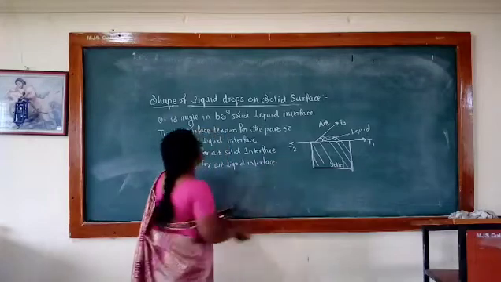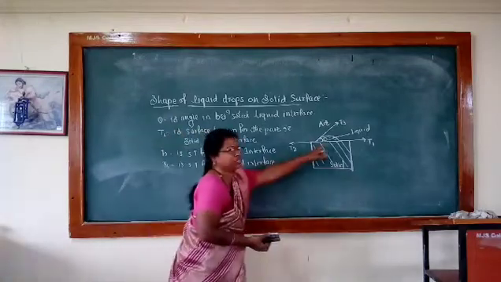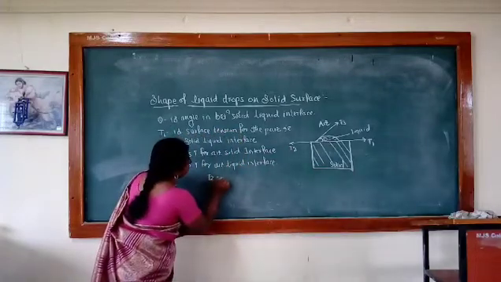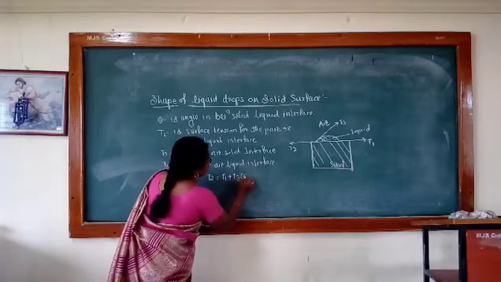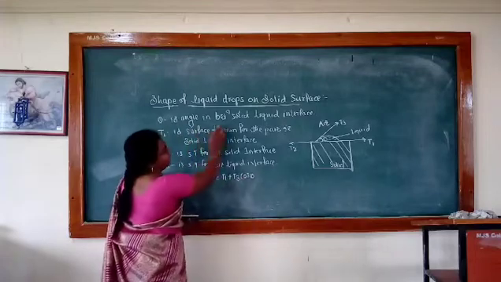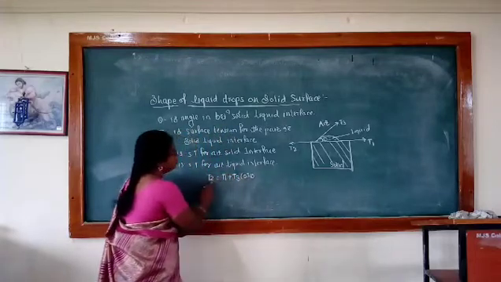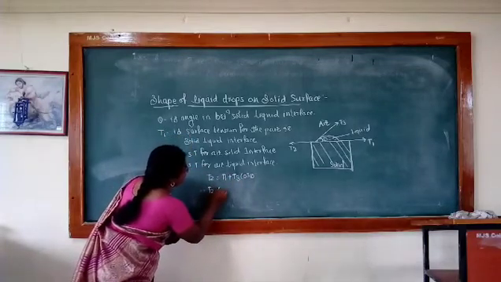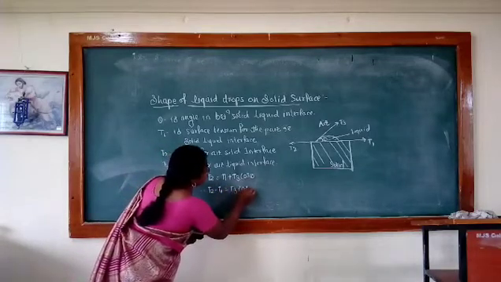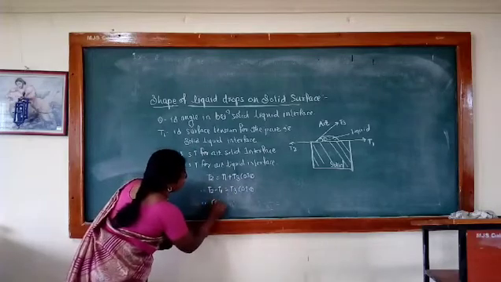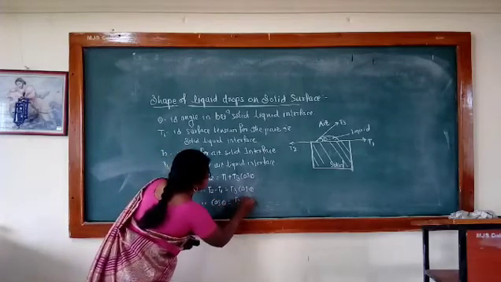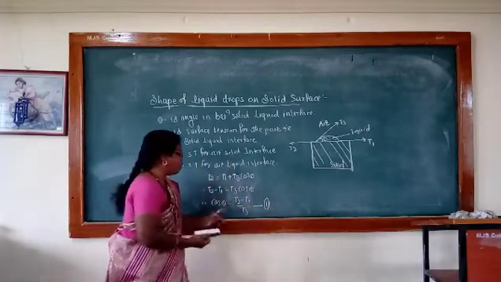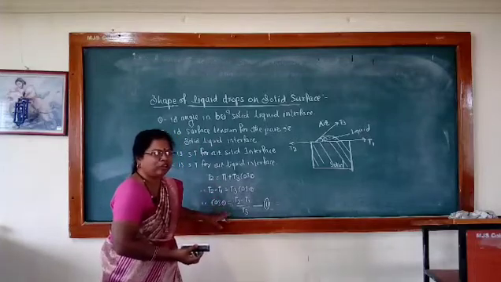Then formation of the liquid drop depends on this surface tension, and for that there is one equation, that is T2 is equal to T1 plus T3 cos theta, since theta is the angle in between them. Therefore T2 minus T1 is equal to T3 cos theta. Therefore cos theta is equal to (T2 minus T1) divided by T3. This is equation number one. From this we can find out the angle theta, that is the angle of contact.